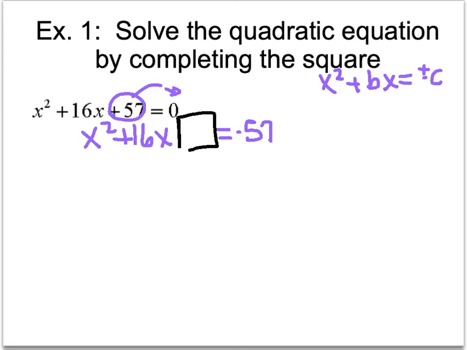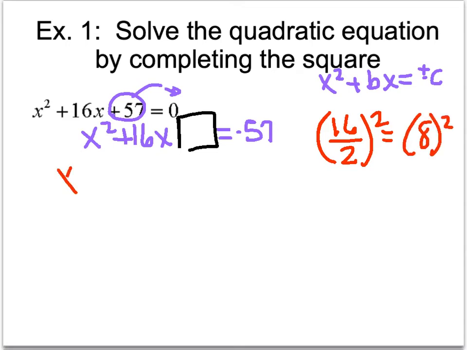Now, I left this space here because that's where my term is going to be that I complete the square with. Okay, now remember, to find that term, we're going to take our b term, 16, divide by 2, and square. And so this is really 8 squared.